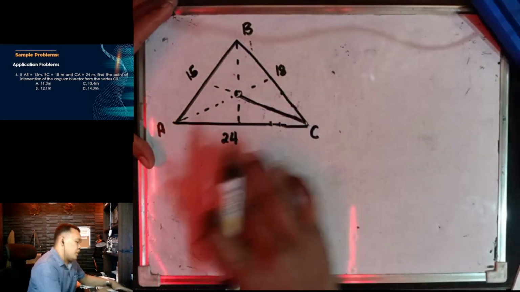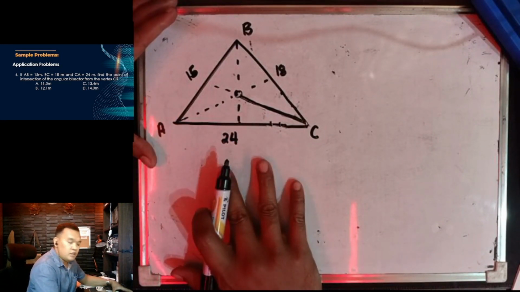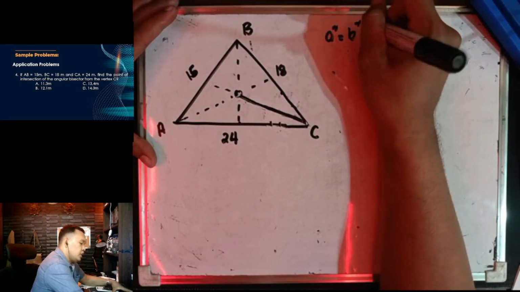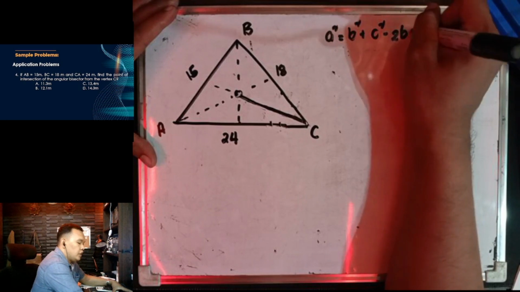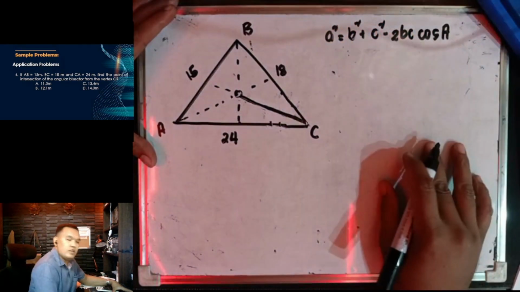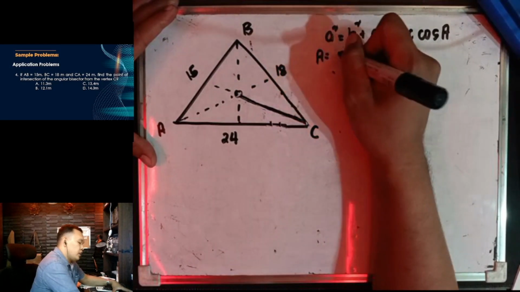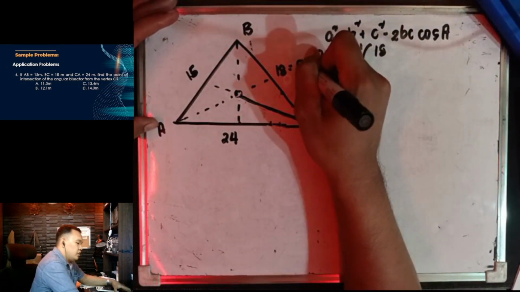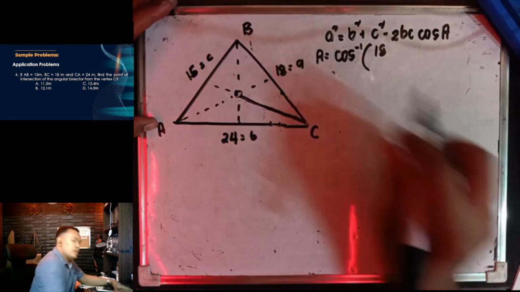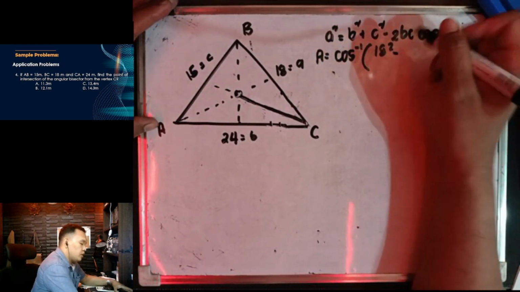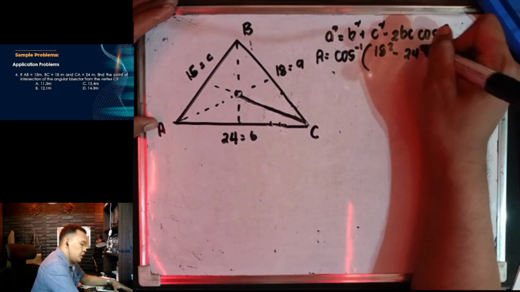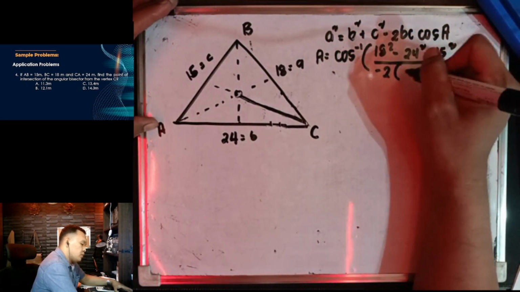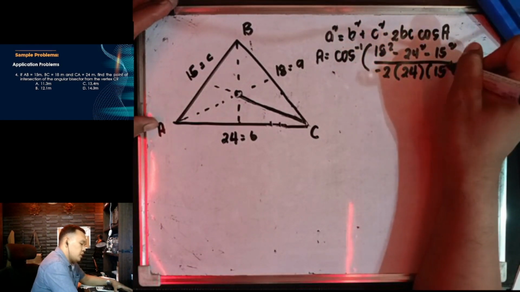Okay? So, to get the value of angle A, we could use the three sides that are given. So, we have here A squared is equivalent kay B squared plus C squared minus 2BC cosine A. So we have here angle A is equivalent kay arc cosine, which is 18. Ito yung A, ito yung B, ito yung C. 18 squared minus 24 squared minus 15 squared all over negative 2 times 24 times 15.